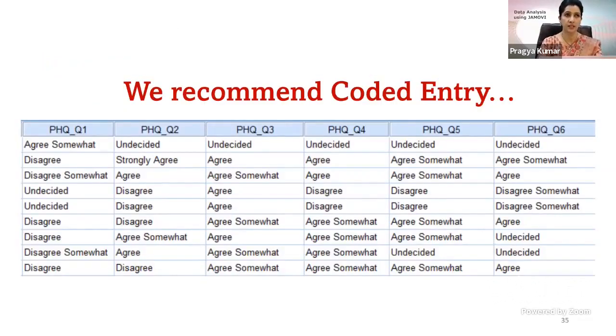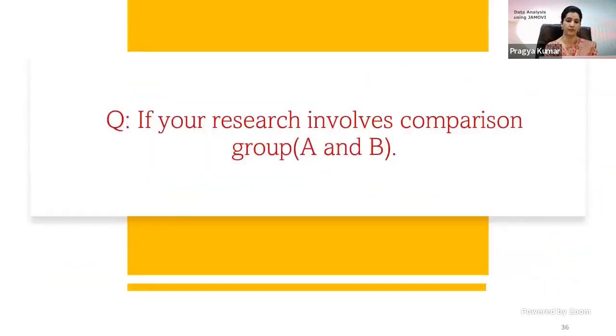In this case, you can see it is like a PHQ-9 questionnaire, and you can see the response is in Likert scale. So undecided, agree, agree somewhat. If you enter like this, and if you want a total score, then you cannot add it. So that's the disadvantage with the non-coded data entry. So we recommend that please enter your data always in a coded manner. Then you can perform advanced analysis. Otherwise, for basic descriptive, it will not have any problem even if you enter a non-coded data.